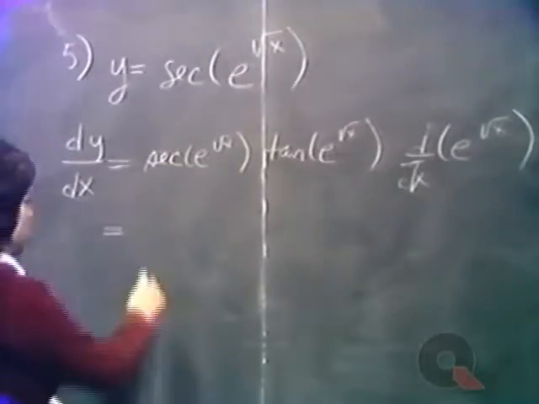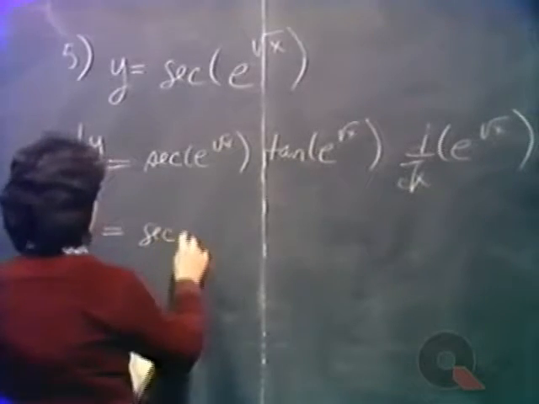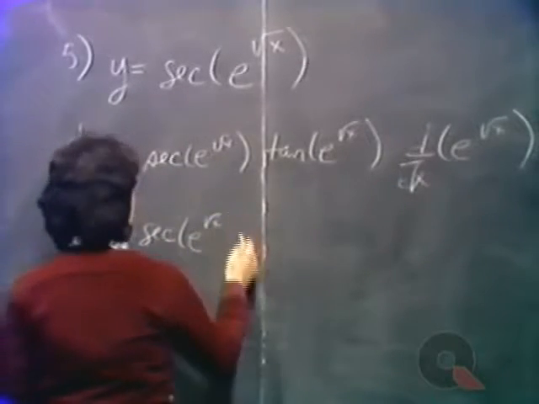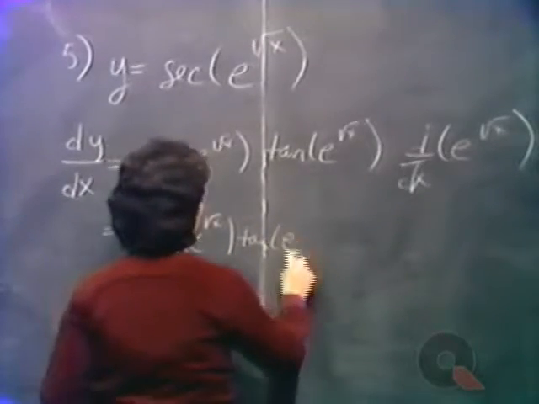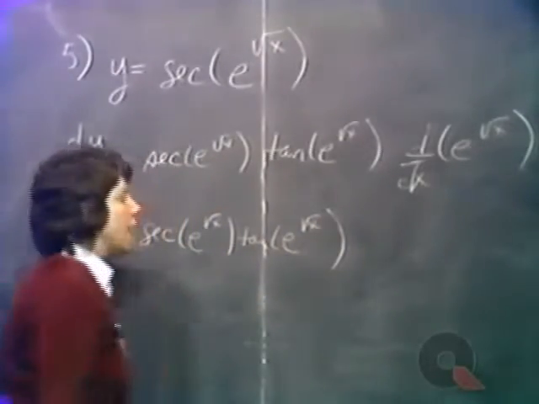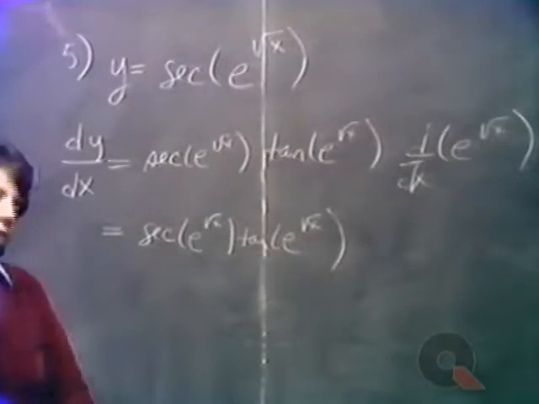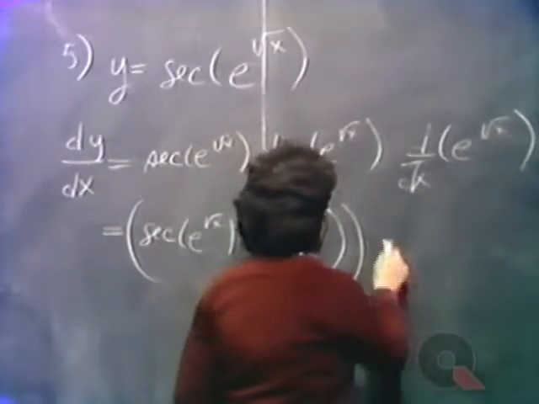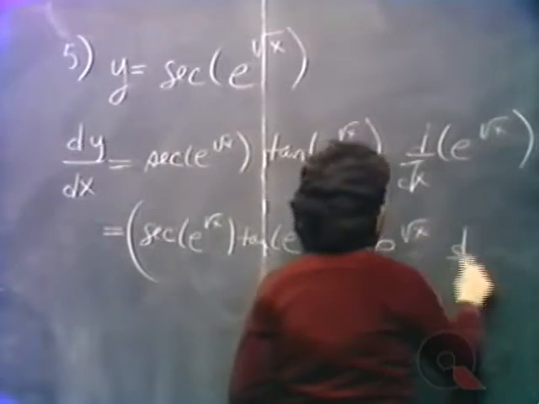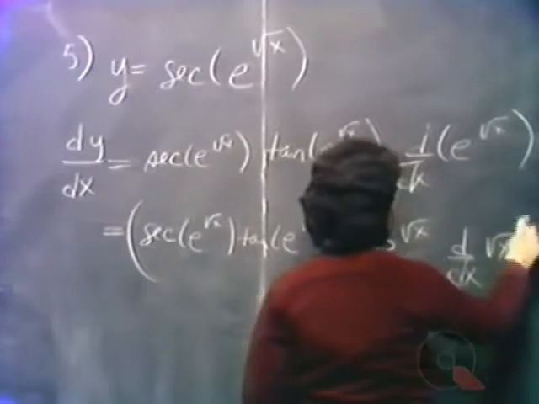Okay, so we get secant of e to the square root of x times tangent of e to the square root of x. Now, derivative of e to a power. Well, we've had that before. The derivative of e to a power is e to the power times the derivative of the power.